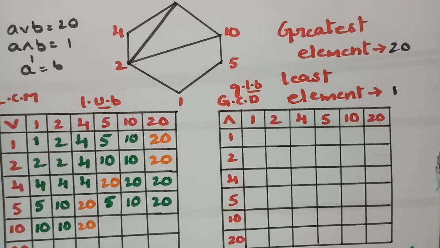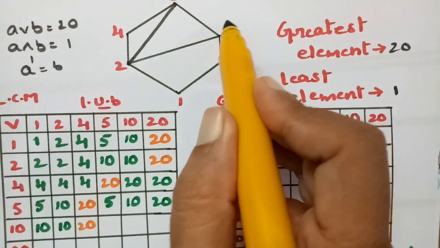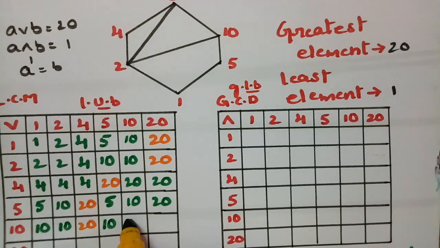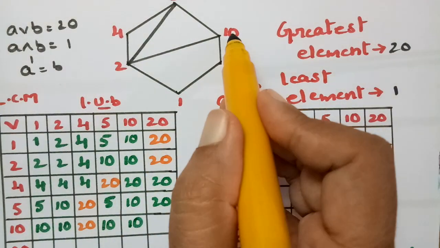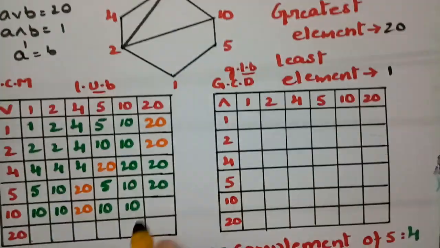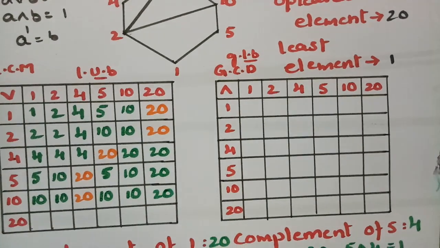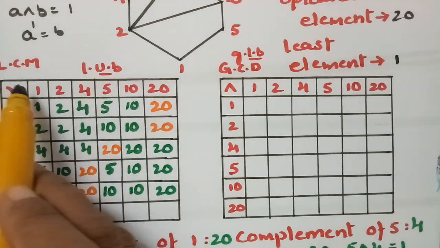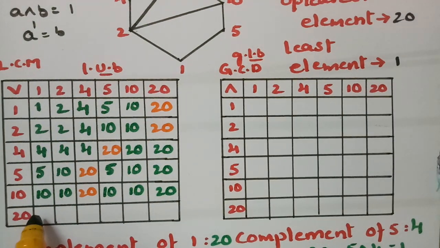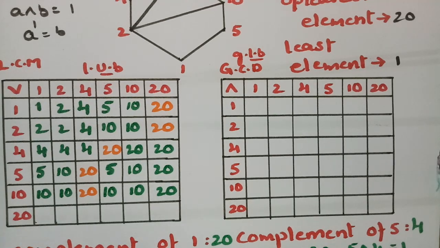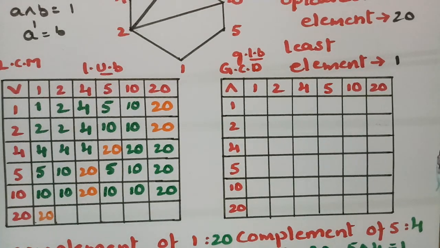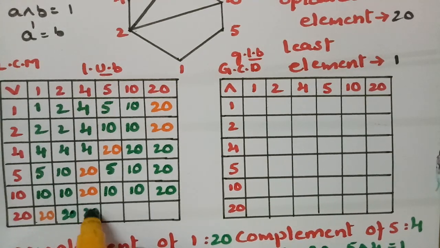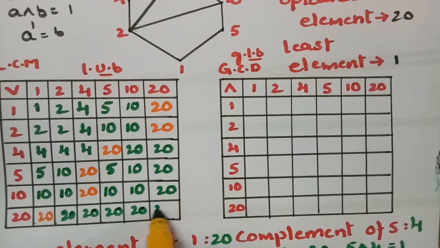And next one, among 10 and 5, 10 is an upper bound. Among 10 and 10, 10 is an upper bound. Among 10 and 20, 20 is the upper bound. And next, among 20 and 1. As you know, 20 is the greatest element among all these, so I am writing 20 here. Among 20 and 1, 20 is the greatest element. Here also 20 will be the greatest element among all these elements.